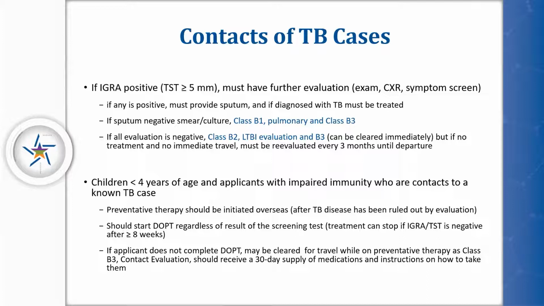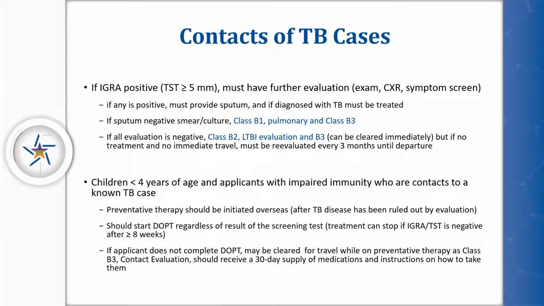Children less than 4 years of age and applicants with impaired immunity who are contacts to a known TB case, preventative therapy should be initiated overseas. After TB disease has been ruled out in children less than 4, meaning they have not reached 5 years old. Once they reach 5 years old, that is not a requirement. But for children less than or equal to 4 years of age, preventative therapy should be initiated overseas.